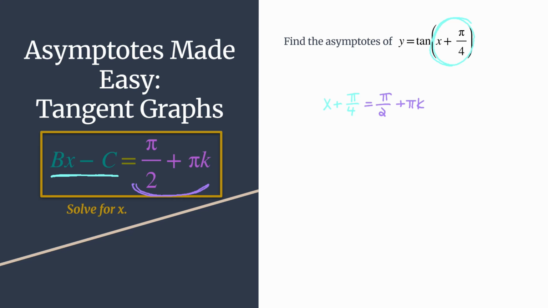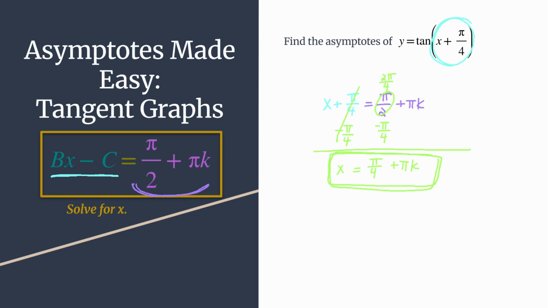All we have to do to isolate x is subtract pi over 4 from both sides, just line up like terms. On the left side, we're left with x. And on the right side, just a quick little change to make here to get a common denominator: rewrite pi over 2 as 2 pi over 4. So we see 2 pi over 4 minus 1 pi over 4, of course, is pi over 4. And then we still have that plus pi k. So this is the equation that will give you all of the vertical asymptotes for our tangent equation.